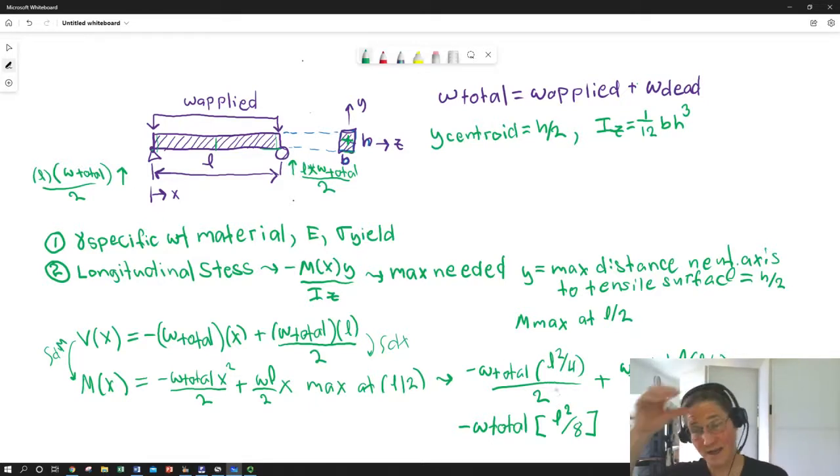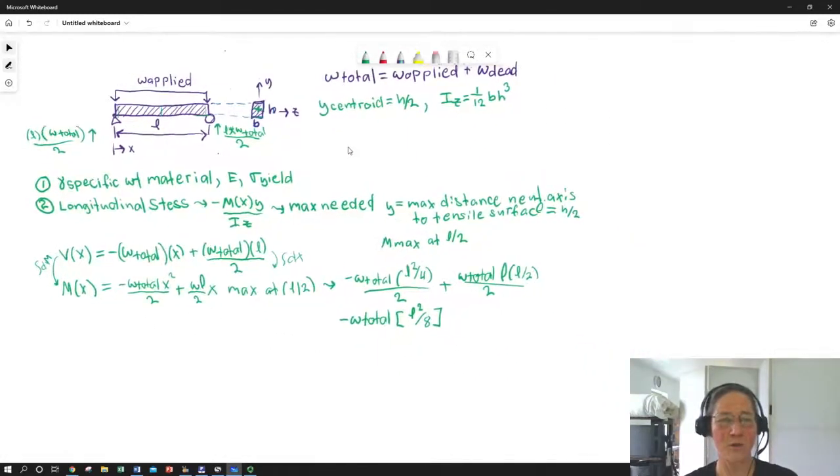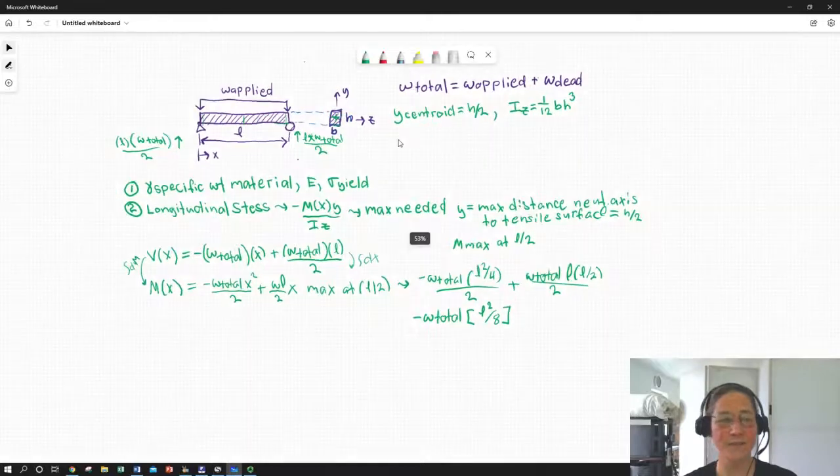with beam length. So if we end up having a set applied load, we pick a material, we pick a cross section, then basically our longitudinal stress is going to be a function of how long the beam is. So we'll be limited on how long we can allow that span to be and still remain within our allowable tensile yield. Okay, so that's our checklist for longitudinal stress.